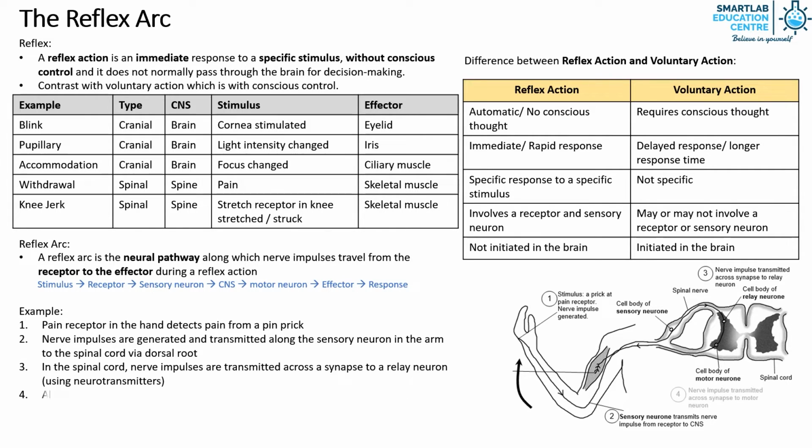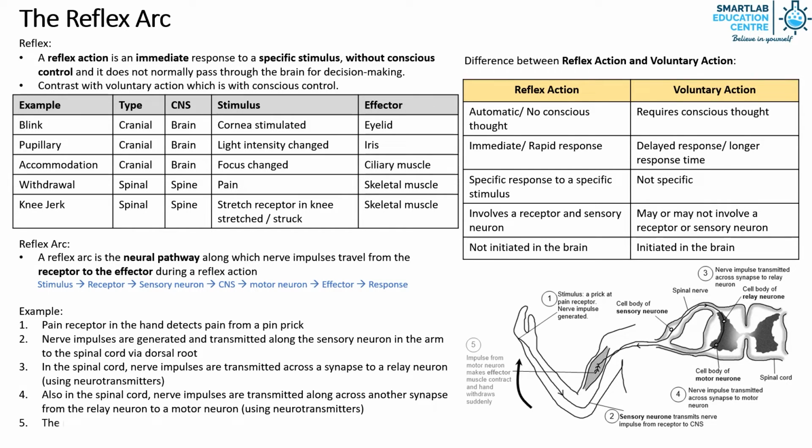Also in the spinal cord, nerve impulses are transmitted across another synapse from the relay neuron to a motor neuron using neurotransmitters. Finally, the motor neuron transmits the nerve impulse to a muscle in the arm to make it contract and withdraw the hand.